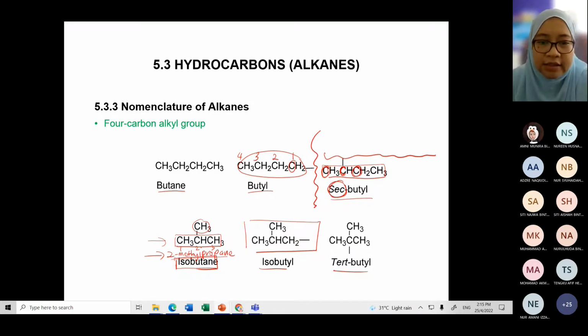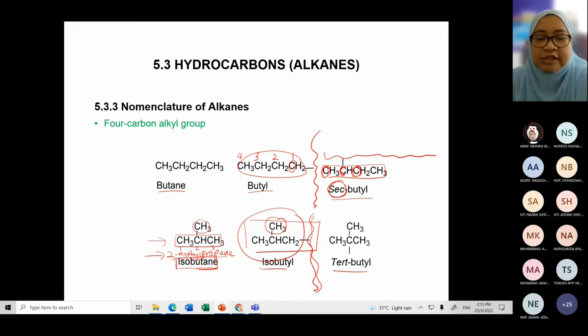Now let's look at them as substituents. This is the parent, the longer parent chain compared to this substituent. The reason it is called isobutyl is because, in this substituent, we have another substituent. Do you see? This is already a substituent, and in this substituent we have another substituent.